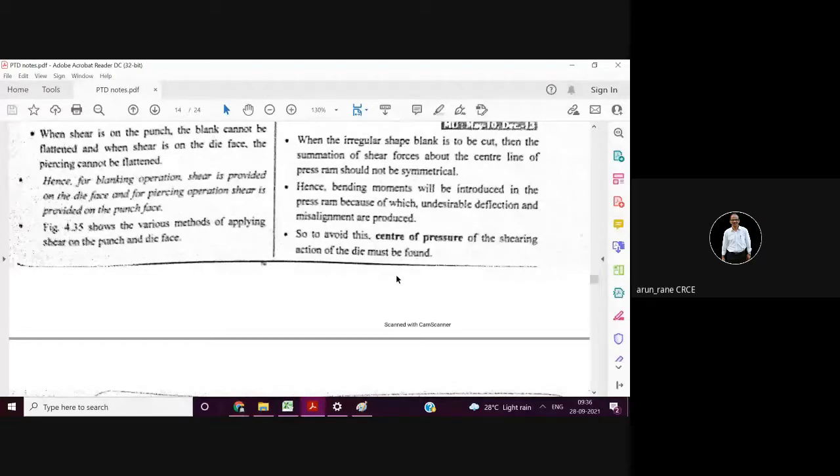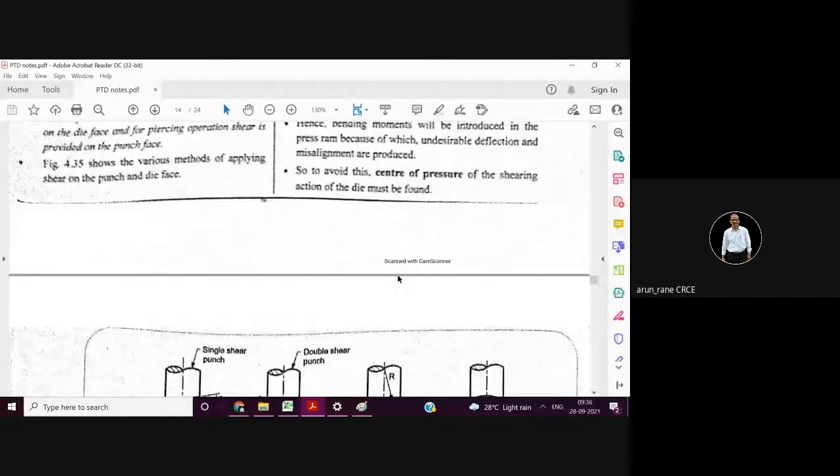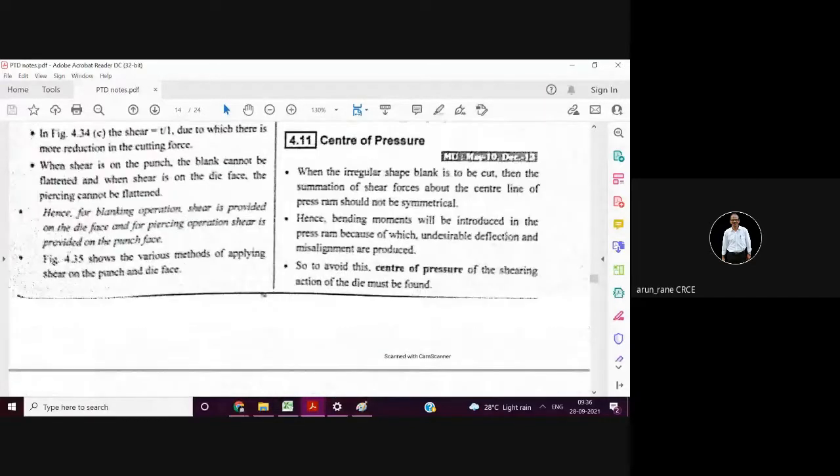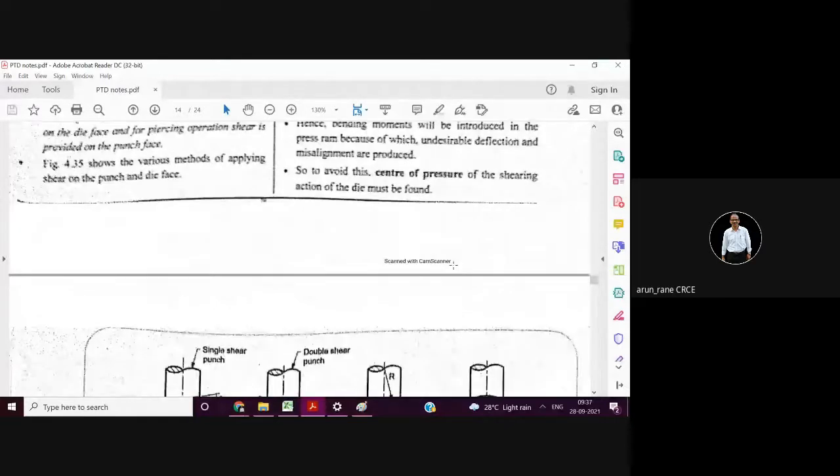So center of pressure is like, suppose if you have an irregular shape or non-symmetrical shape, then the center of pressure is not at the center. So that will cause bending of the press ram. It will topple if there is no proper foundation. So that's why we need to calculate the center of pressure.